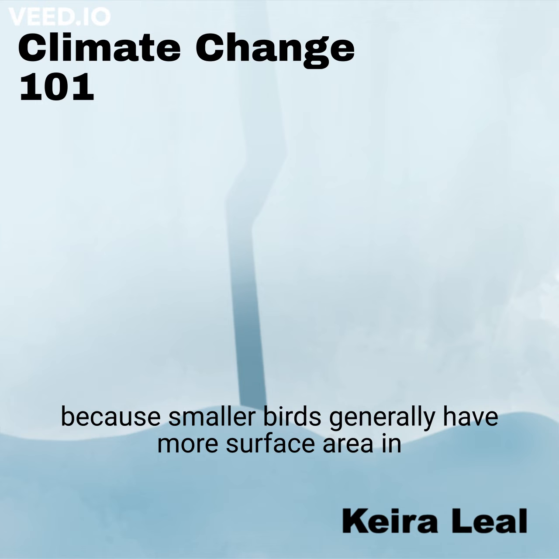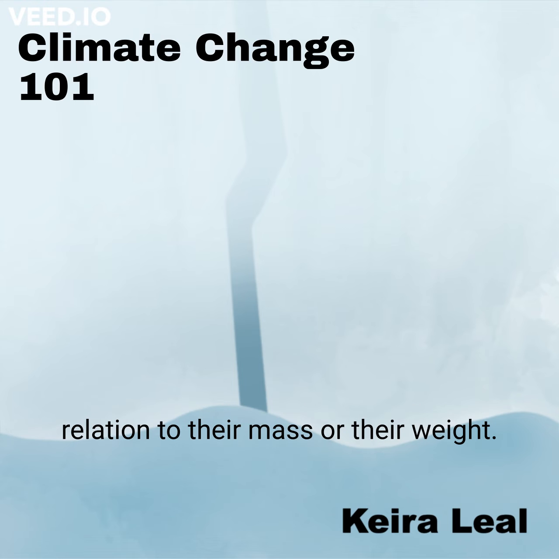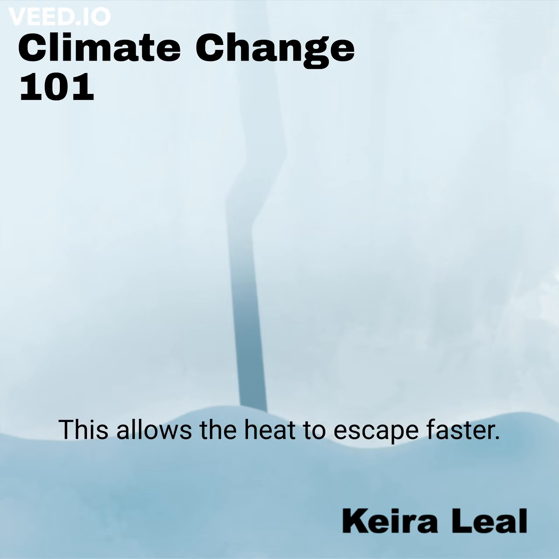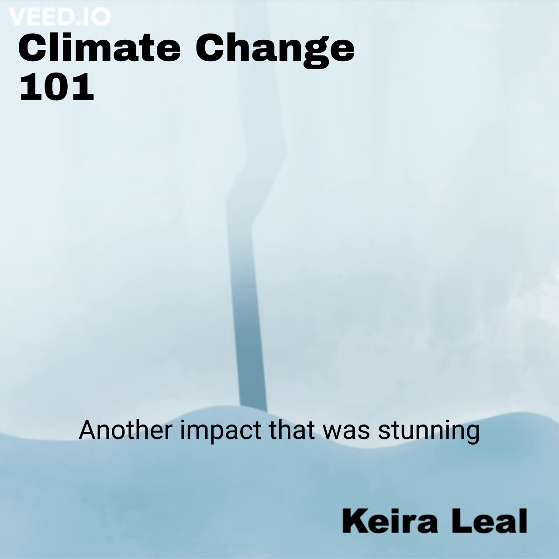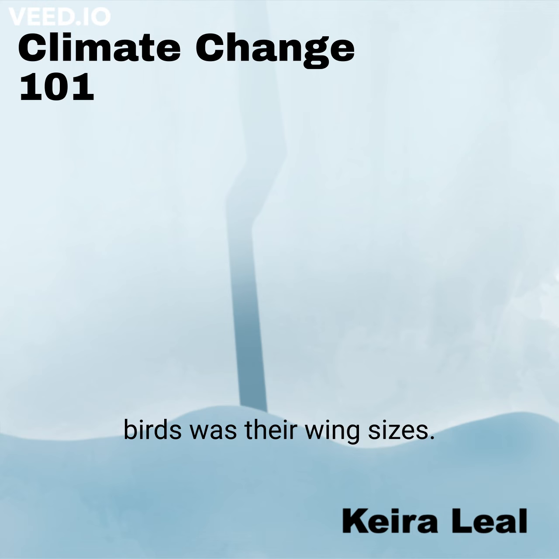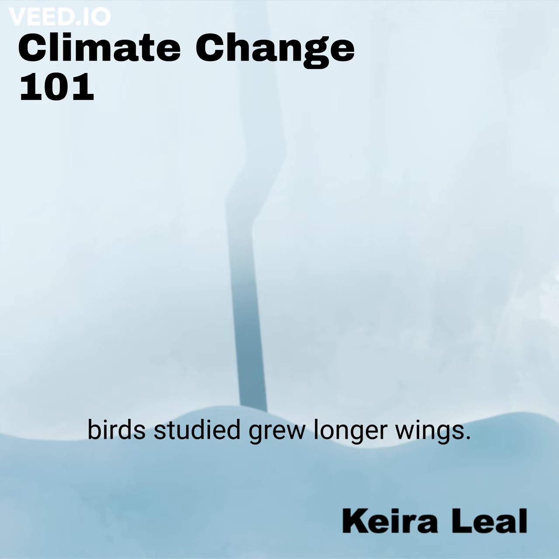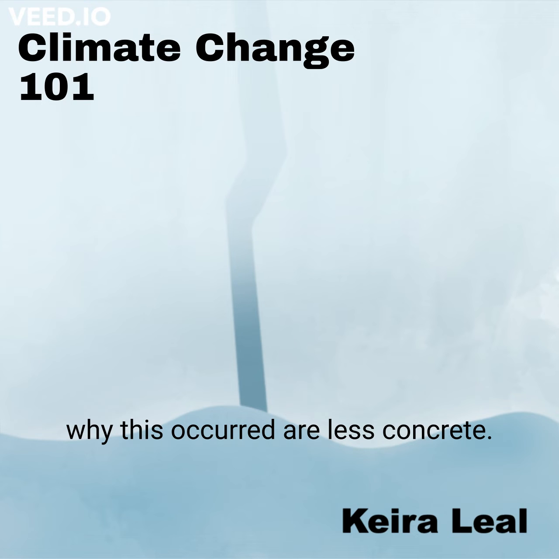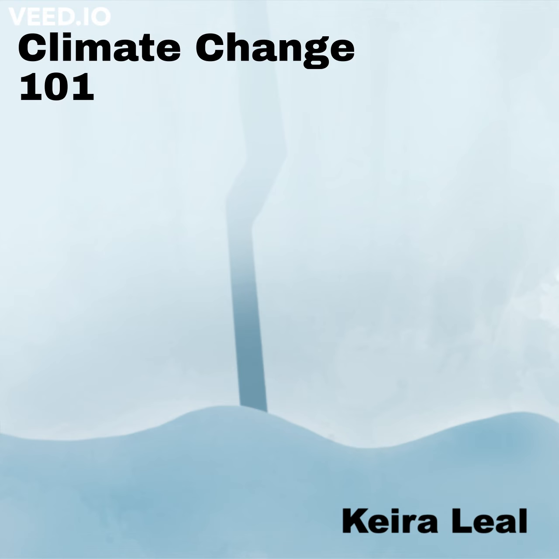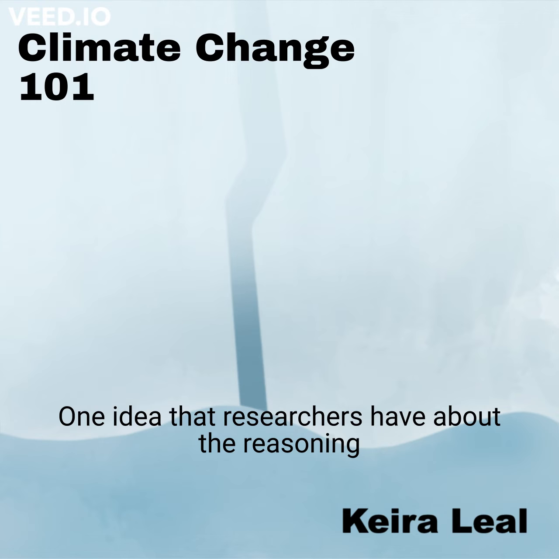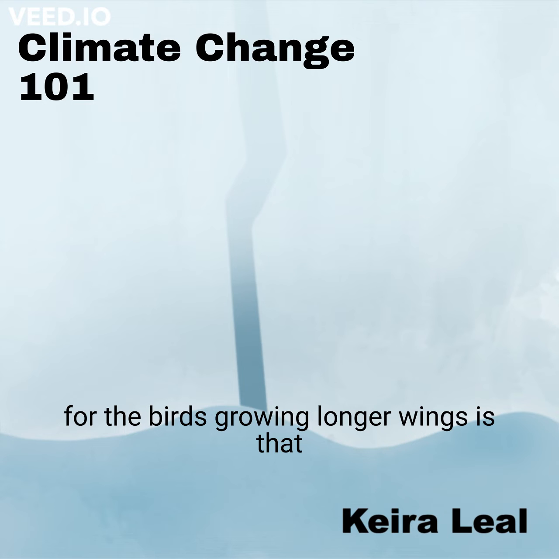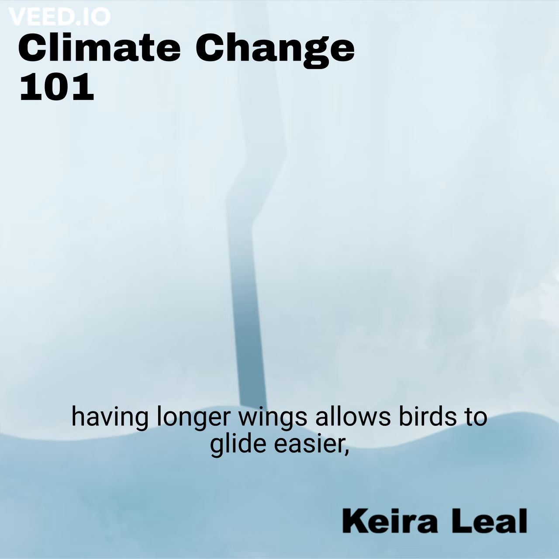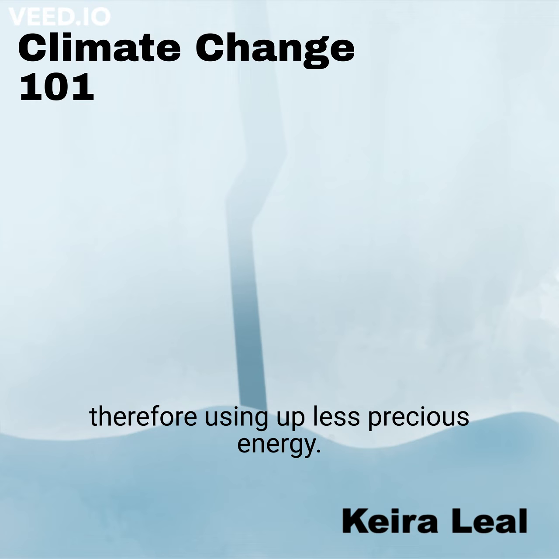The smaller size means that birds need less food to survive and they're able to cool off faster. Smaller birds generally have more surface area in relation to their mass or their weight, which allows the heat to escape faster. Another impact that was found in birds was their wing sizes. About a third of the Amazonian birds studied grew longer wings. Unlike the smaller sizes, the ideas on why this occurred are less concrete. One idea that researchers have is that having longer wings allows birds to glide easier, therefore using up less precious energy.